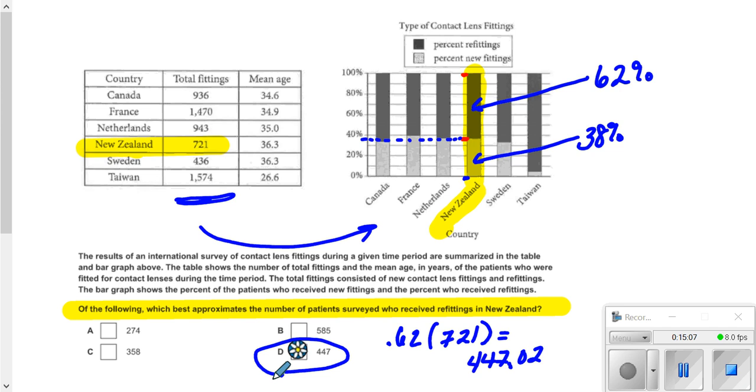Even if you had estimated these values slightly differently, right, it's not obvious that that's 38%, maybe you said 37 or 36, there's still enough space between the 4 answer choices that it should be clear which one is the closest.